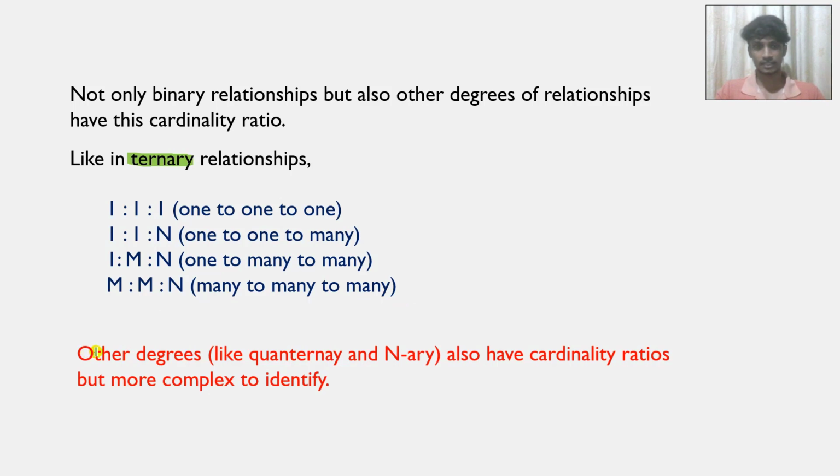And yeah, other degrees like quaternary and n-ary also have cardinal ratios, but they are more complex to identify. So it is not necessary to define them for cardinal ratios for each and every degree. It is the exact same thing. The ratios depend on the maximum value.